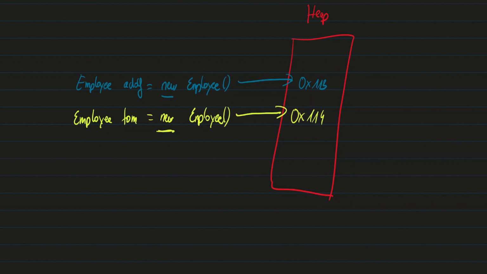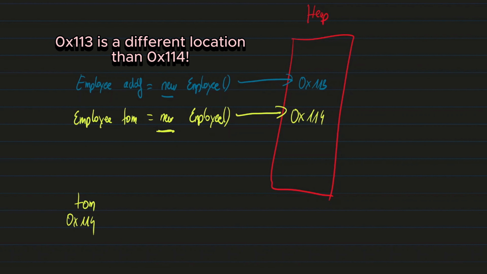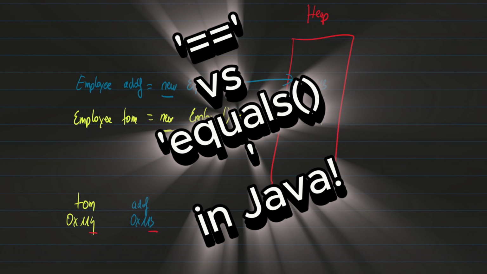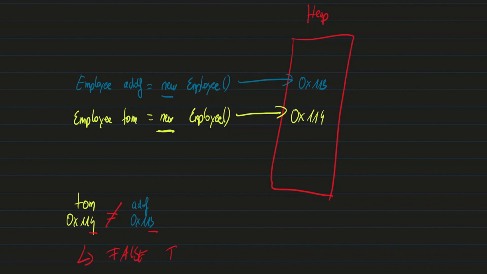And now comes the point. Once we compare Tom with his address 0x114 and we compare Adolf with his address 0x113, we can see, due to the numbers 4 and 3, that this is not equal. And this is why this will return false if we use the equals operator.